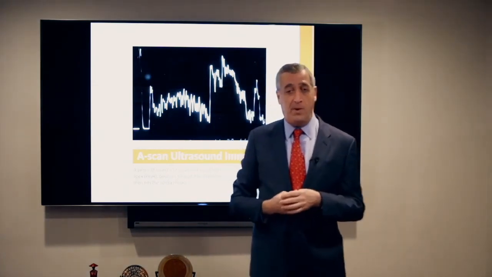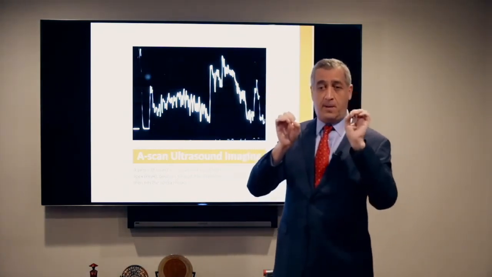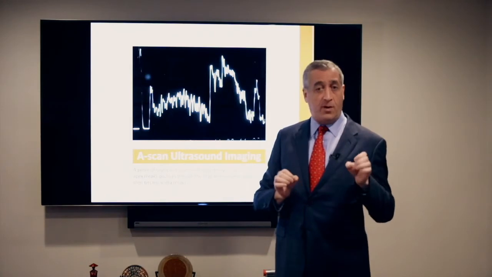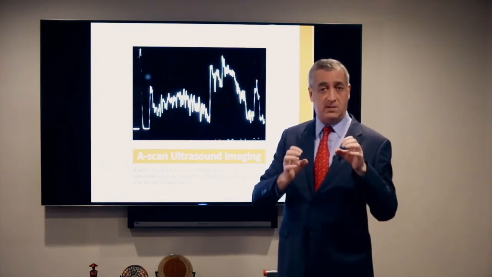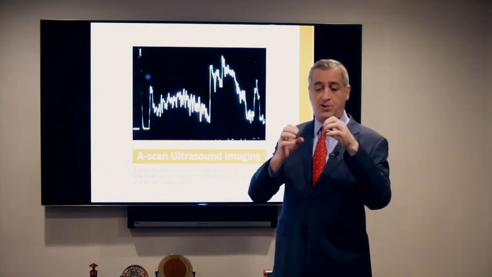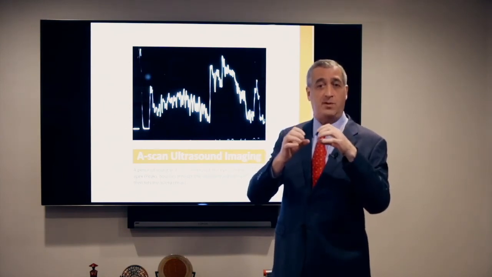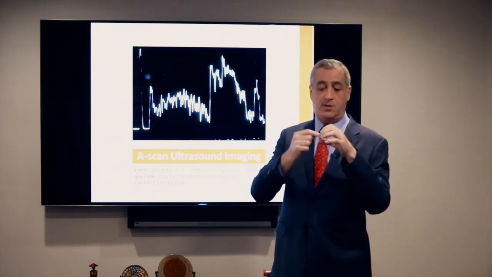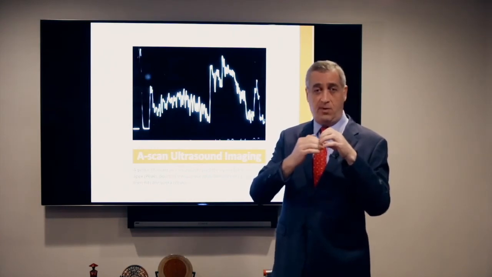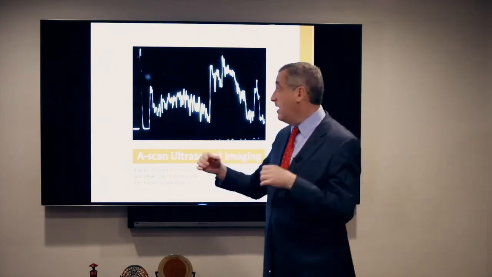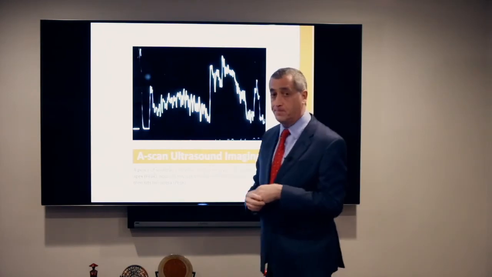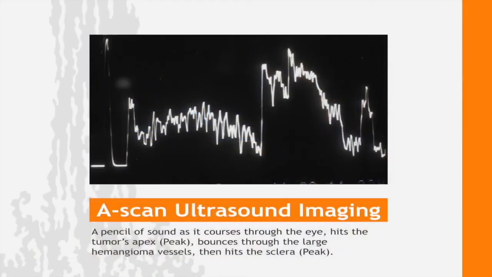The way I like to remember it is that this is a blood vessel tumor, and these are very formed blood vessels. So there's a lot of echogenic spaces and differences within the tumor. Each time the sound hits one of those differences, it reflects more sound back and causes a higher spike. So it's a very reflective tumor.